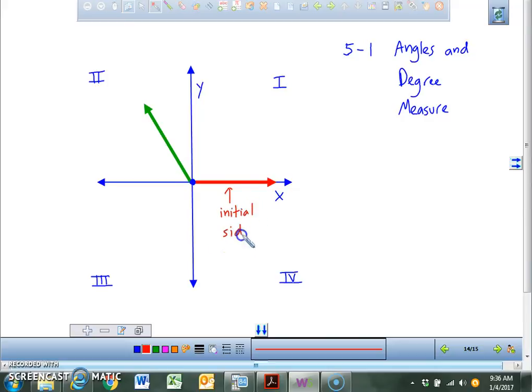Think of the word initial. What does the word initial essentially mean? To start, where you begin, right?